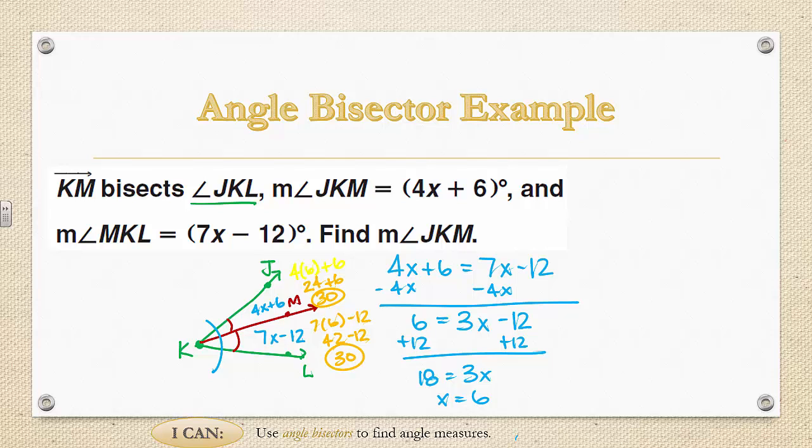So now remember, 30 wasn't our answer either. We're looking for the measure of this whole angle right here. And because that cuts it in half and each of these are 30, we know the measure of angle JKM has to be 60 degrees. I can use angle bisectors to find angle measures.